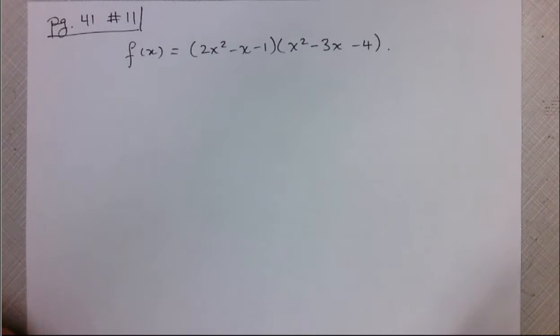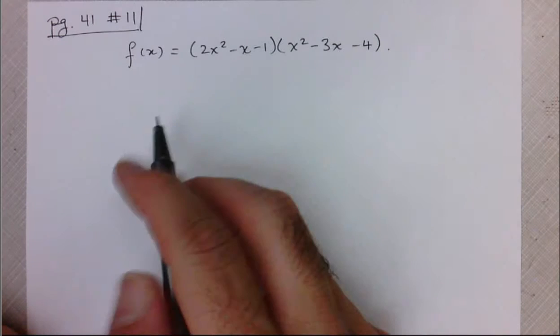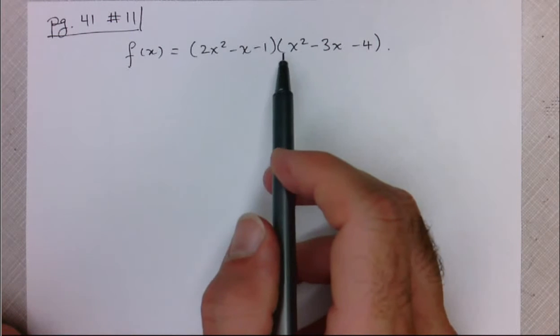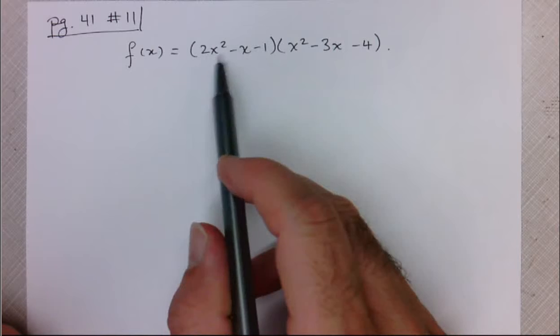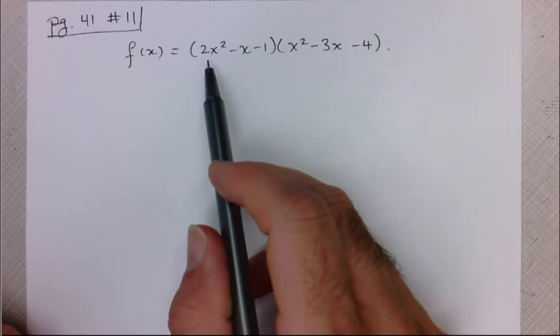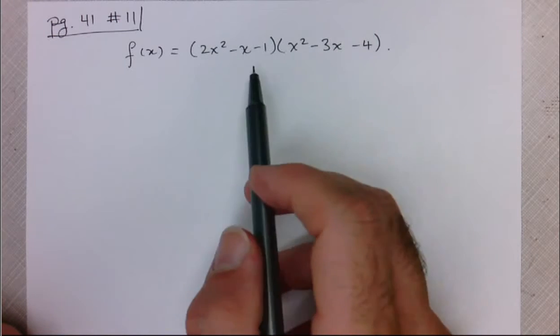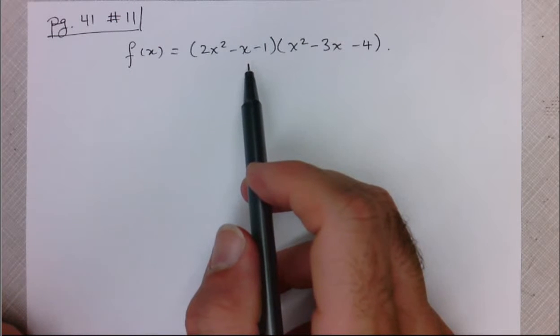Hi folks, we're going to take a look at number 11 from page 41. So here we have a function given, and when you take a look at it you realize that this is going to be a polynomial function, because if you were to expand these two you'd just end up getting a fourth degree polynomial expression. So we know this is a polynomial, and they want us to determine the zeros.